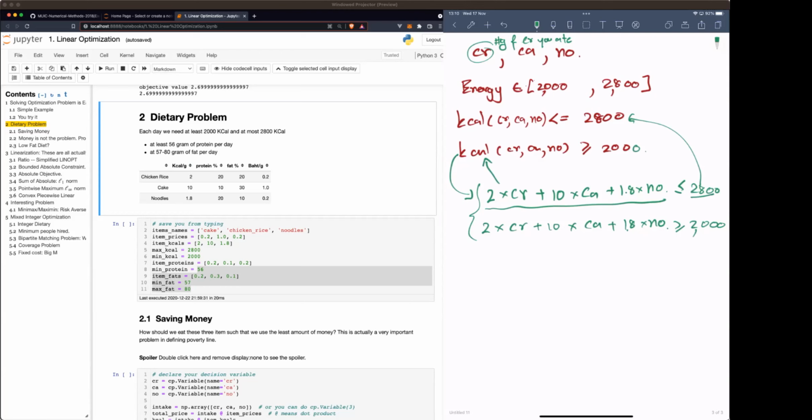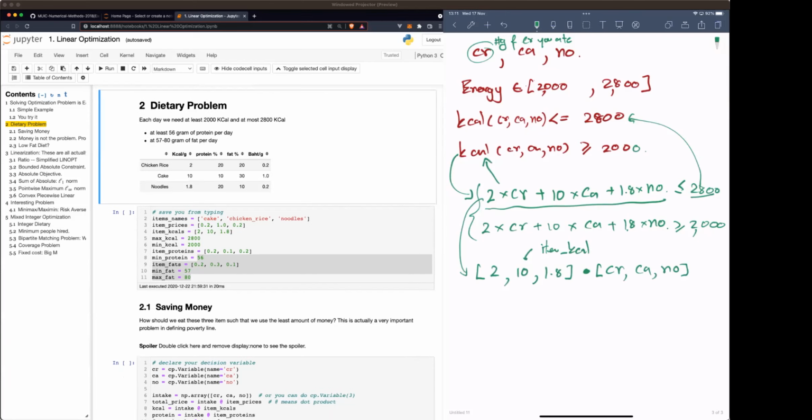But there is a much better way to write this. I claim that this is a dot product. This is a dot product between 2, 10, and 1.8, which you can call, I don't know, what did they call it? I called it item kcal. Okay, dotted, right? You know the dot product, right? You multiply it element-wise and you add them up, multiplied by CR, CA, and NO.